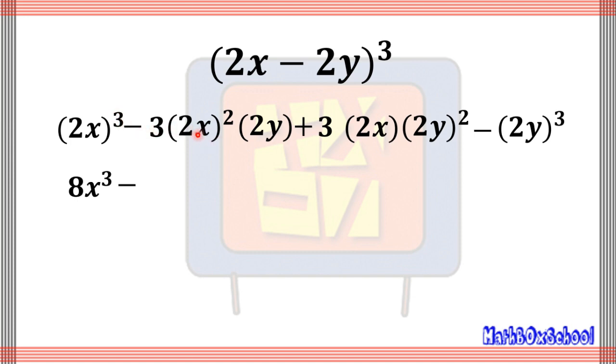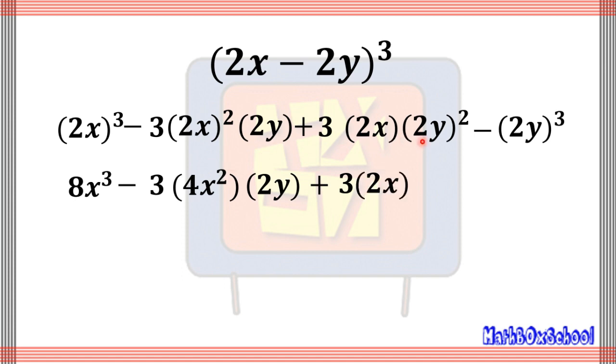Simplify muna natin yung exponent. Ito muna, bago natin i-multiply kay 3 and kay 2. So, 2x squared will be 2 squared is 2 times 2, that is 4. 3 times 4x squared, kasi x squared. Okay? Times the second term, 2y. Plus 3 times 2x, then simplify po natin si 2y squared. So, 2 squared is 4, then y squared is y squared. So, this will become 4y squared.